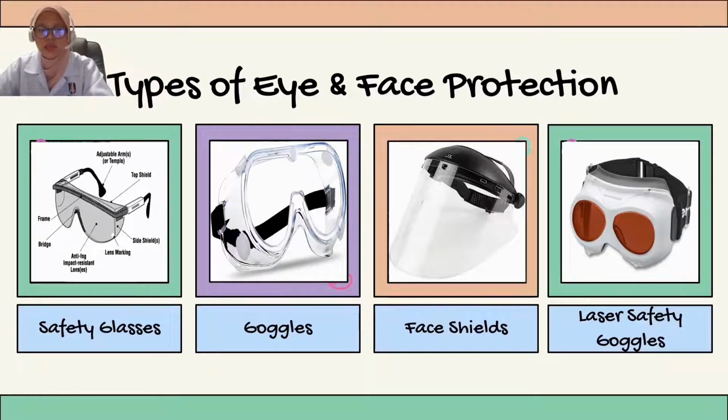And then we have the face shield, which protects the face from nuisance dust and potential splash or spray of hazardous liquids. And the face shield is used for face protection, not eye protection. If you want to protect your eyes, you need to wear safety glasses or goggles under the face shield. And lastly is laser safety goggles, which provide protection from hazards such as ultraviolet light, laser and welding.